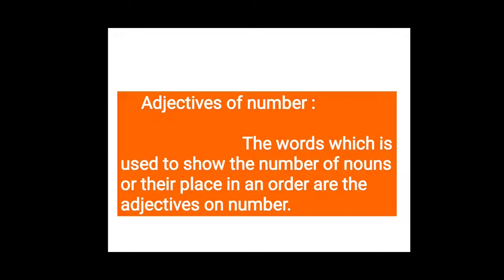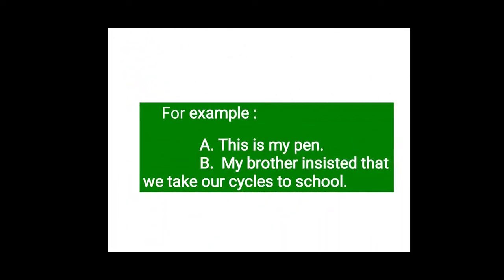Now let me proceed to the next type of adjective. And while doing so, again I have included a few examples at first. Let me read them out. Number A is: this is my pen, and number B is: my brother insisted that we take our cycles to school.